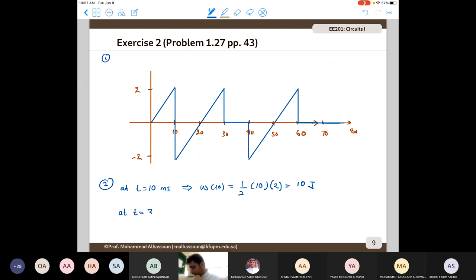At t equals 30 milliseconds, however, what will be the energy? Yes, doctor. The energy dissipated will be the sum of the areas under the curves. Okay, which is what? Not really, because you can see here this area is positive, this area is negative, and this area is positive. So you will end up with positive. It will be the same then. It will be 10. Yes. Okay. Very good.